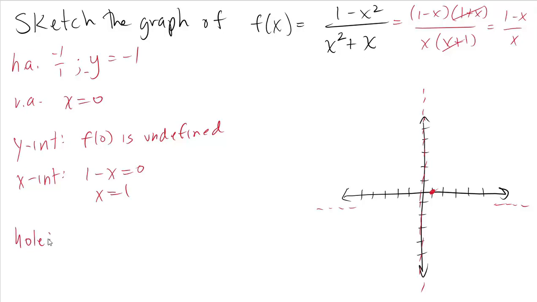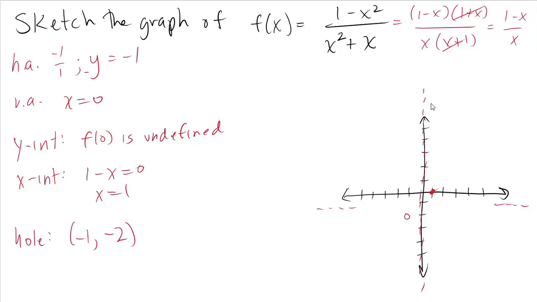The hole in the graph has an x-coordinate of negative 1, because we're not allowed to plug negative 1 into the original function. To find the y-coordinate of the hole, you plug its x-coordinate into the reduced version. If I plug negative 1 into the reduced version, the numerator is 2 and the denominator is negative 1. That's a y-coordinate of negative 2. So at negative 1, negative 2, there's a hole in the graph.